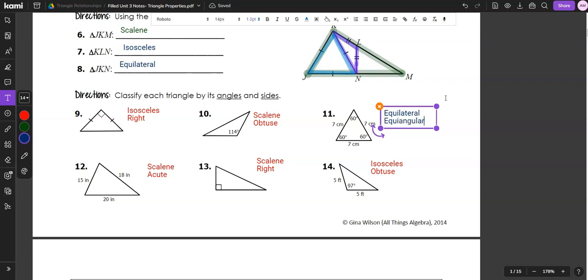It is also good to note that these 2 are always the same. They're always together. So equilateral is always equiangular.